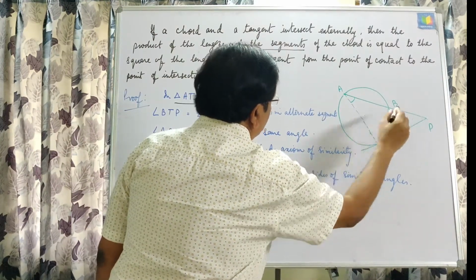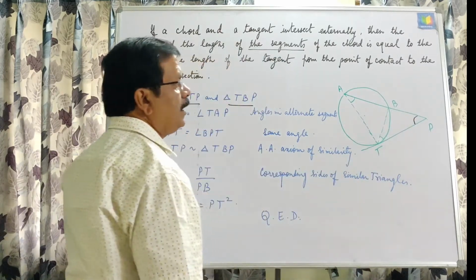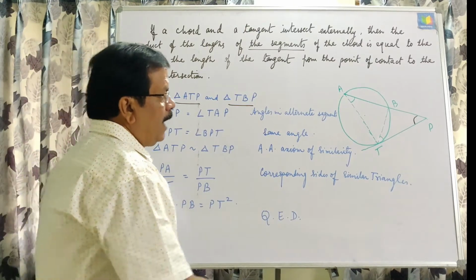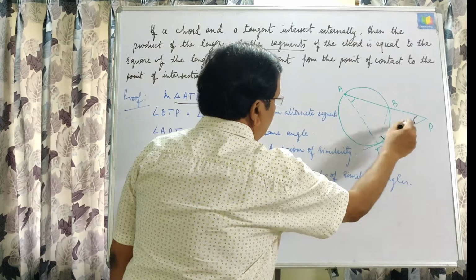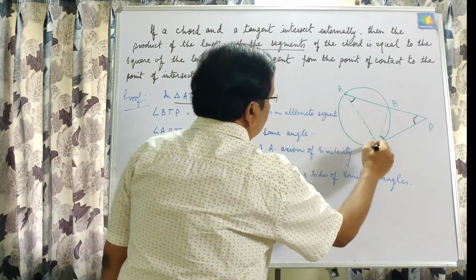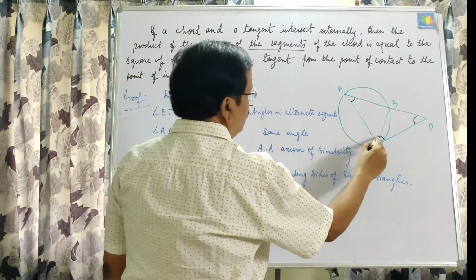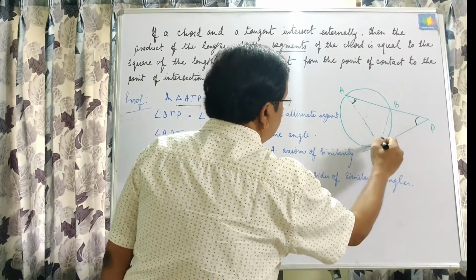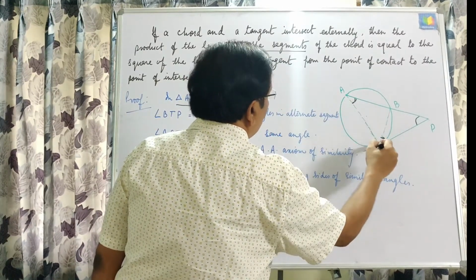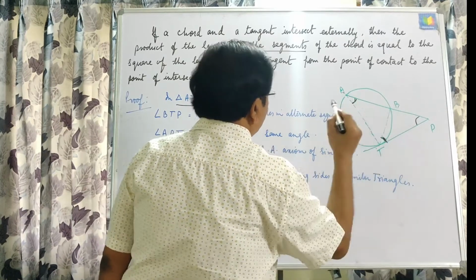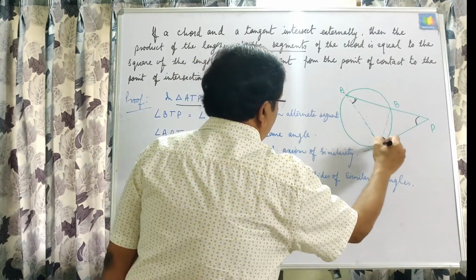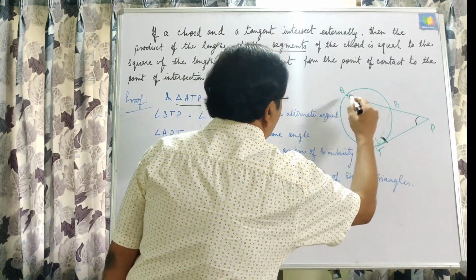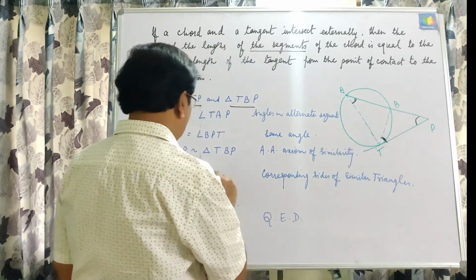ATP and TBP. In these, the angle at P is common, being the same angle. And this angle of this triangle is equal to this angle of this triangle, because these are alternate segments, so angle BTP is equal to angle PAB. And so by the angle-angle axiom of similarity, this triangle and this triangle are similar to one another.